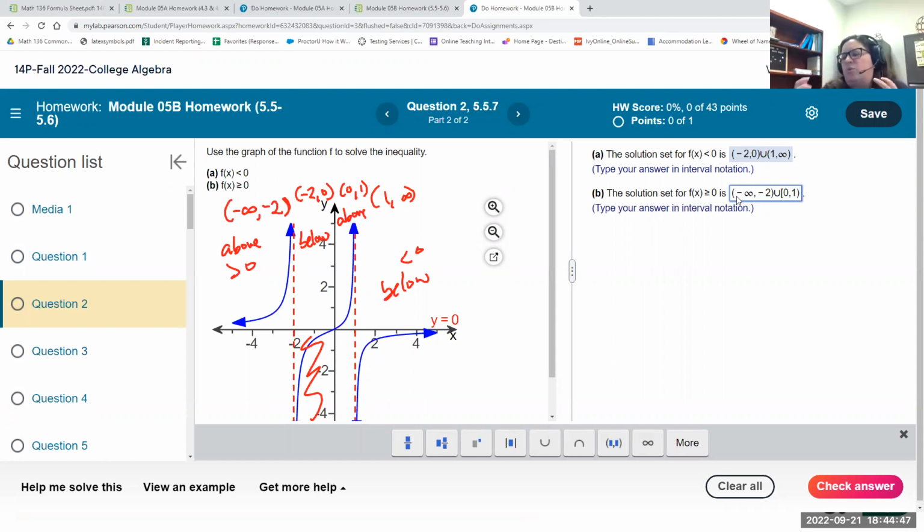So you have to watch with the rational, the brackets versus the parentheses. If it's an intercept and it's a greater than or equal to or less than or equal to, it's brackets. Any other asymptotes, always parentheses. Infinities, always parentheses. So you just have to watch for that.